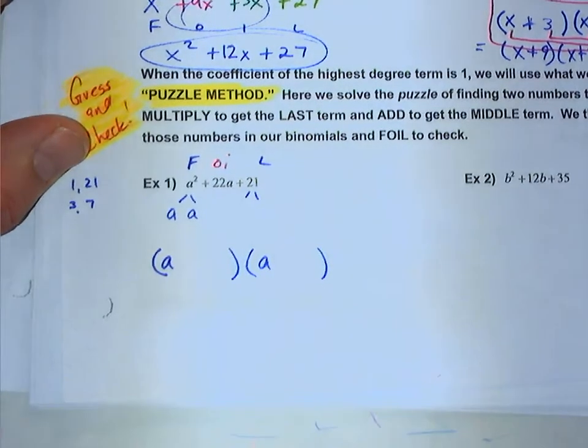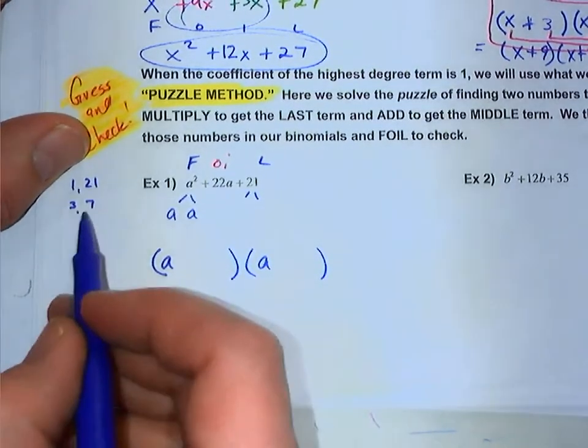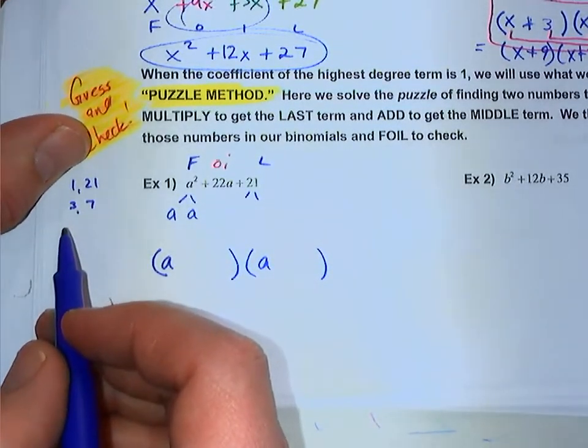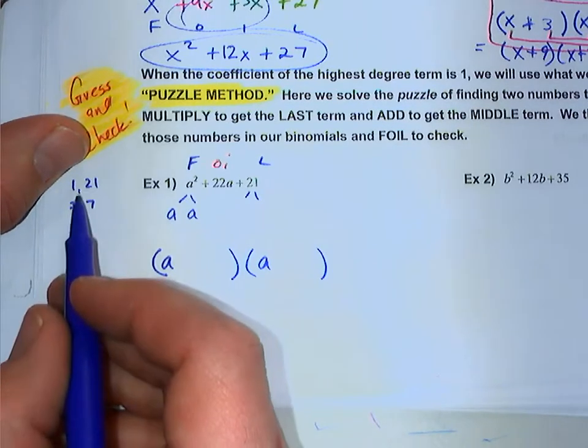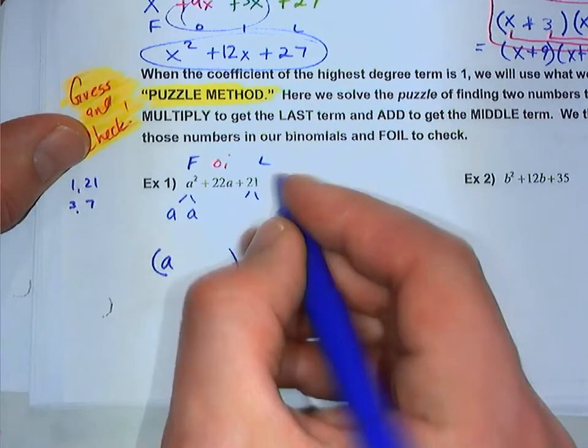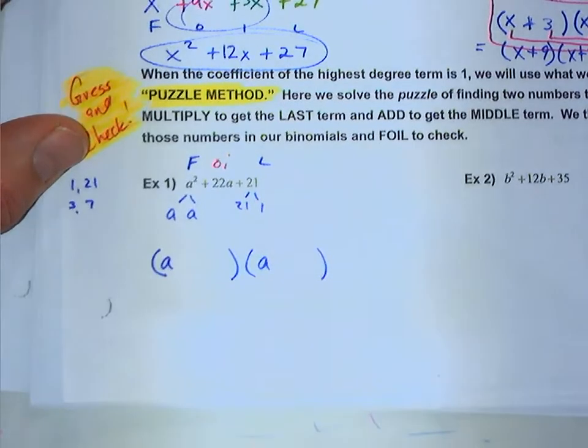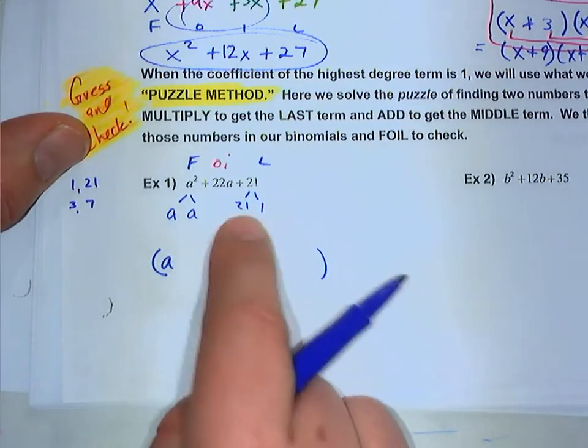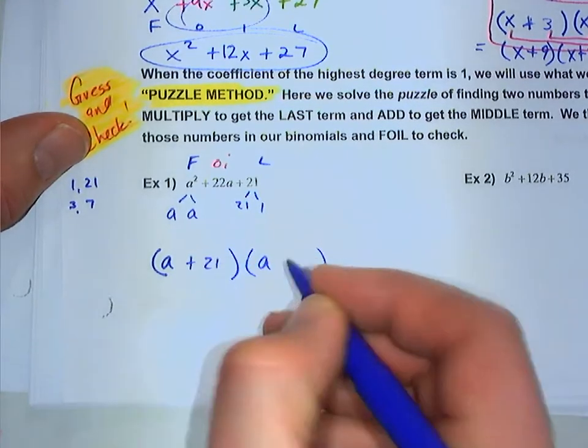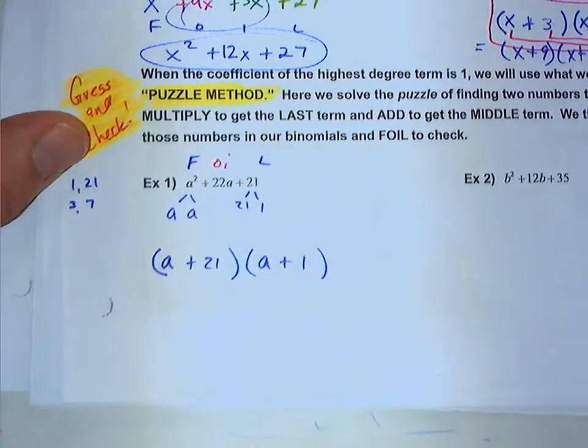Well, which ones work? Which ones add up to 22? Does 3 plus 7 add up to 22? It adds up to 10. What about 21 plus 1? Does that add up? You betcha. So factors of 21 that add up to 22 are plus 21 and plus 1.